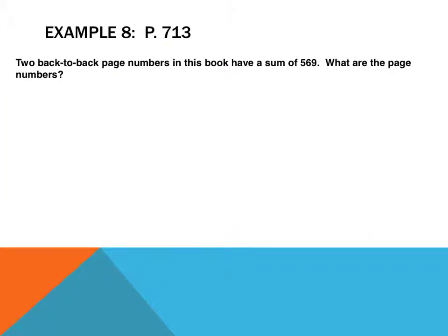Alright, so here's an example. Two back-to-back page numbers in this book have a sum of 569. What are the page numbers? So we're going to let x be the smaller page number, and then x plus 1 be the next page number. And it says they have a sum of 569, which means we're adding them together to equal 569.